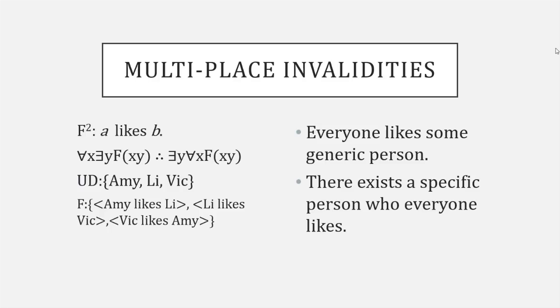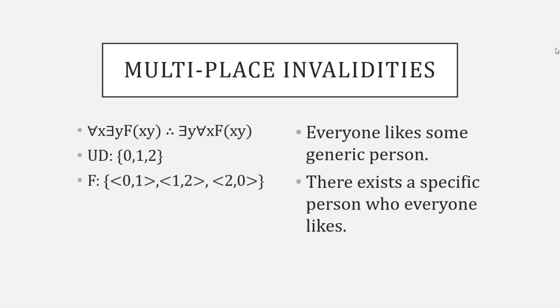And once again, we're going to simplify this for ourselves. When you're doing invalidities, I'm never going to ask you about stuff with content. I'm going to give you something like the following: there exists, for all x, there exists a y such that f x y. Therefore, there exists a y such that for all x, f x y. And then you'll generate for me a universe of discourse and some set of ordered pairs that make the argument invalid.